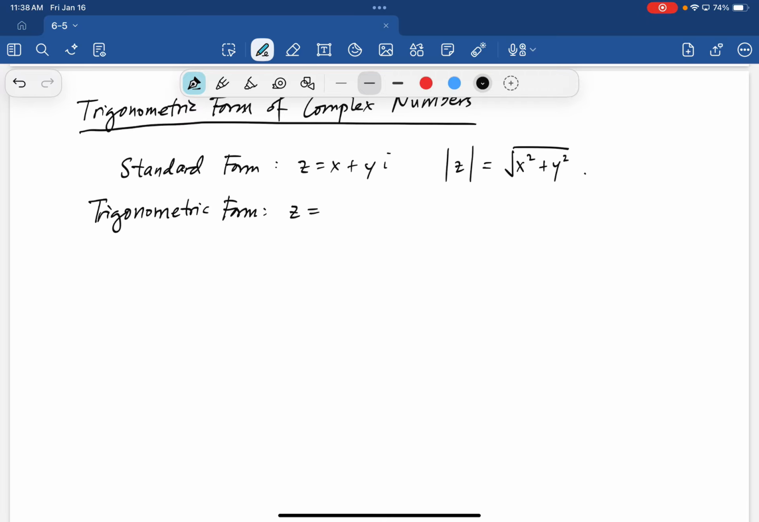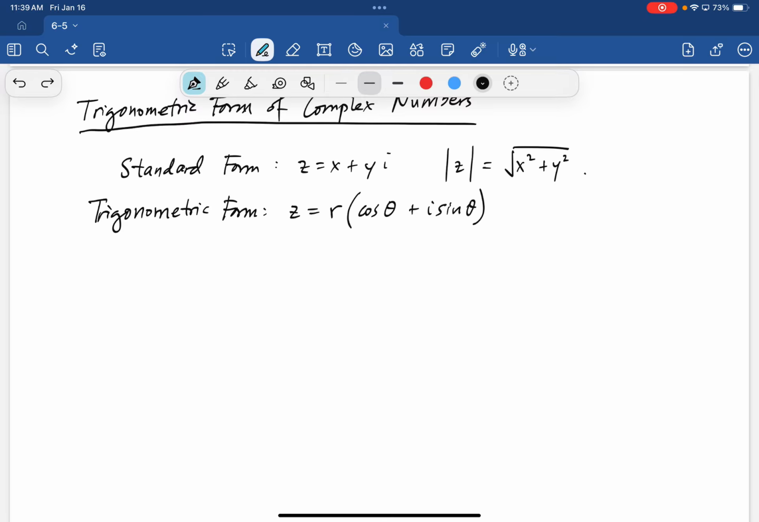trigonometric form is going to look like this: r times cosine theta plus i sine theta. Here r is going to be the magnitude, and it's labeled r because it's kind of a radius. And theta is going to be the angle that is made with the positive x-axis. Very similar to the vectors we just looked at, right?